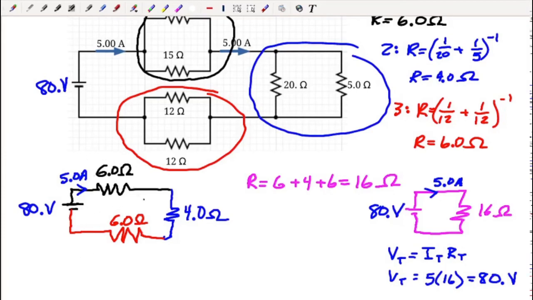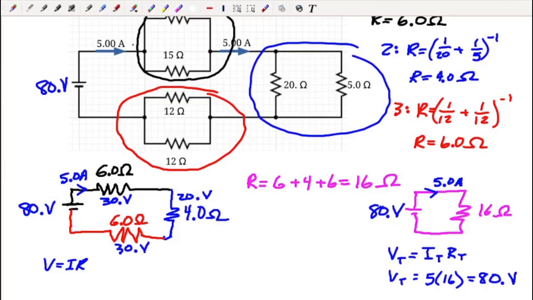So for this one, again, I know voltage equals current times resistance. So current times resistance, 5 times 6 is going to be 30 volts used up here. This 5 amps also goes through the equivalent 4 ohms. So 5 times 4, it's going to be 20 volts here. And the 5 amps comes back around. 5 times 6, again, is 30 volts down here.